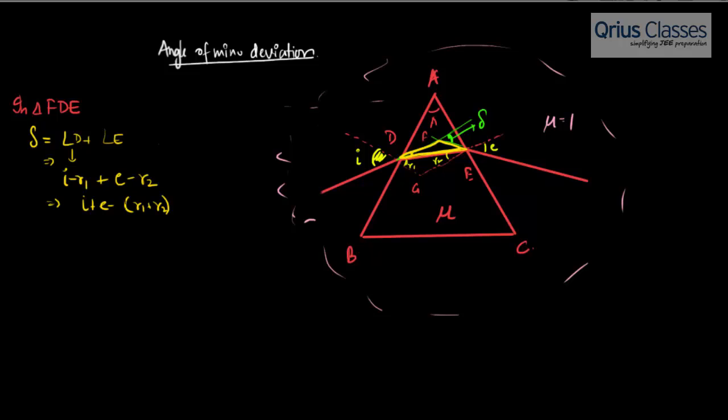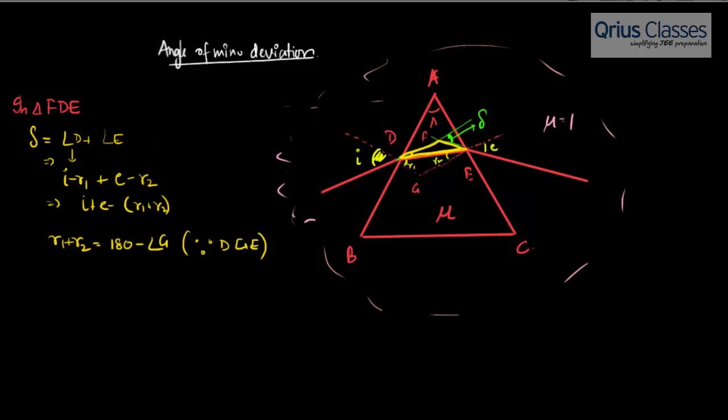We also have one more relation, which corresponds to R1 and R2. So how do we find that? We know that R1 plus R2 is equal to 180 minus angle G, because in triangle DGE the sum of all angles must be 180. So we have R1 plus R2 is 180 minus G.